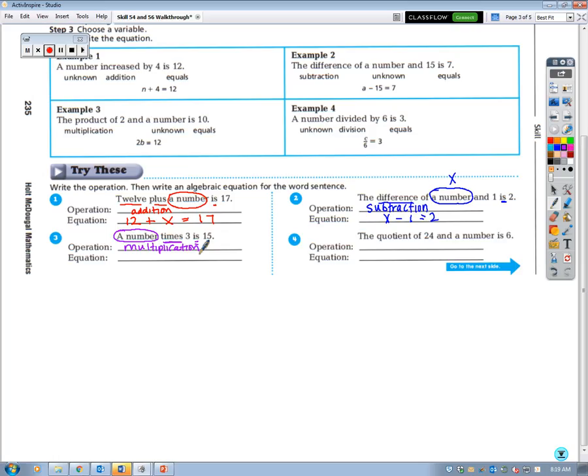Can someone take a guess at what that might look like? Thorne, what do you think? 3x equals 15. Yeah, perfect. So you could write that 3x equals 15. You could write that 3 times x equals 15. You could write that. I wouldn't use this symbol because then you got 3xx, and that could be confusing. So I wouldn't use that one. But you can. But it's very confusing. I would use one of these two.